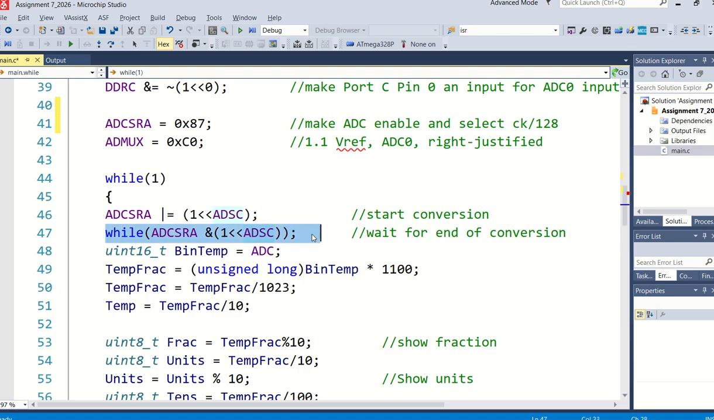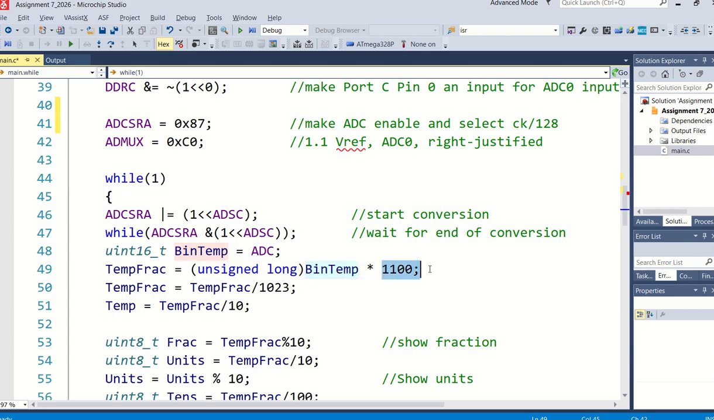So what I do here is I'm just waiting for that bit to go low automatically, because that indicates the end of conversion. As soon as that has happened, I'm storing the ADC value, which is a 10-bit value, into bin temp. temp frac is a long. So I'm taking this value which I received from bin temp. It can go up to 1023.